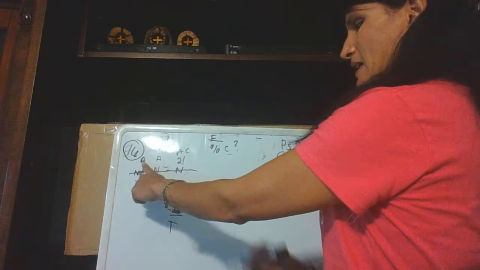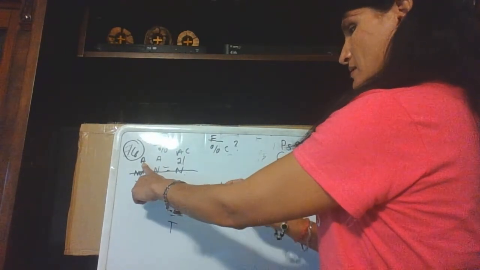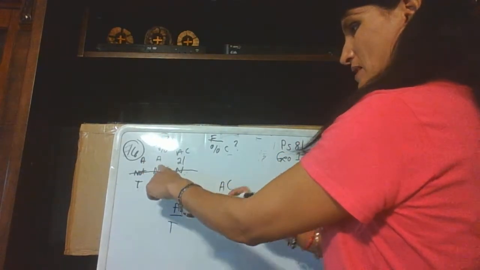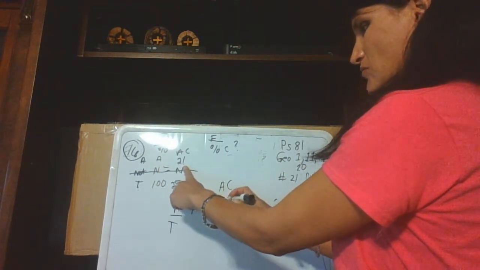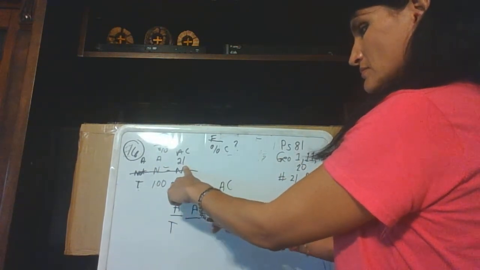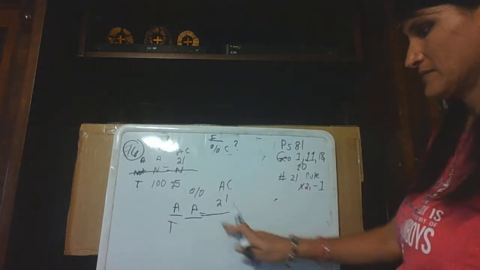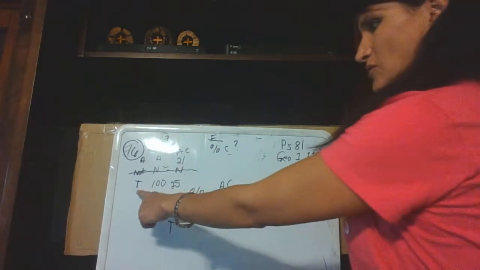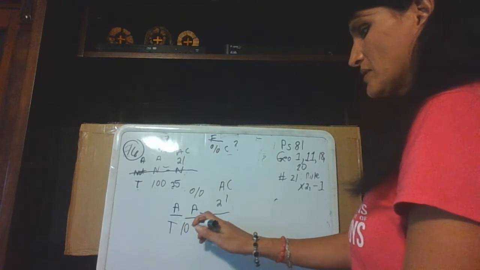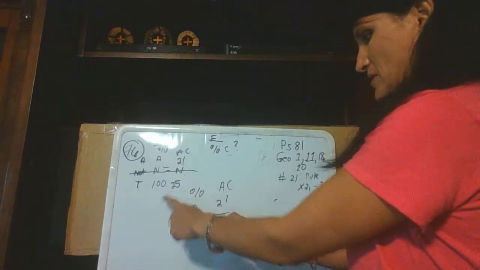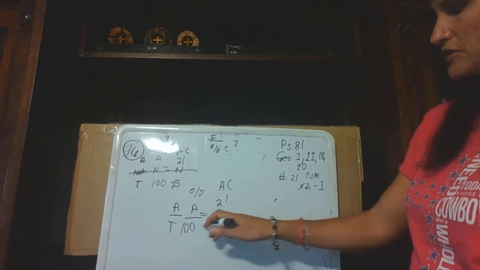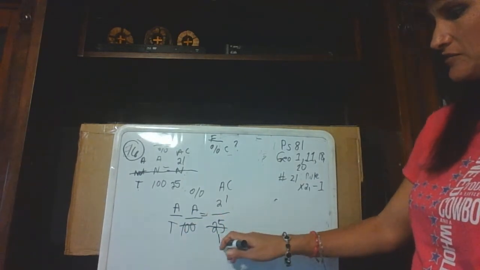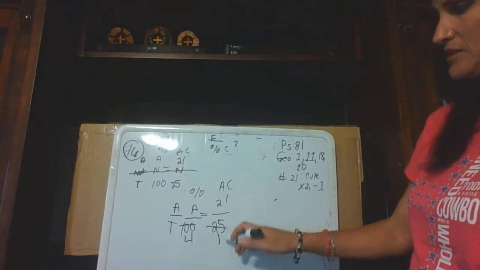Then we go to our A for the percentages, and we're going to say the percent for A is A. The actual number is 21. Okay, so it looks like that. Then we're going to go to our total. The percent is 100. The actual number is 25. So there's our proportion.